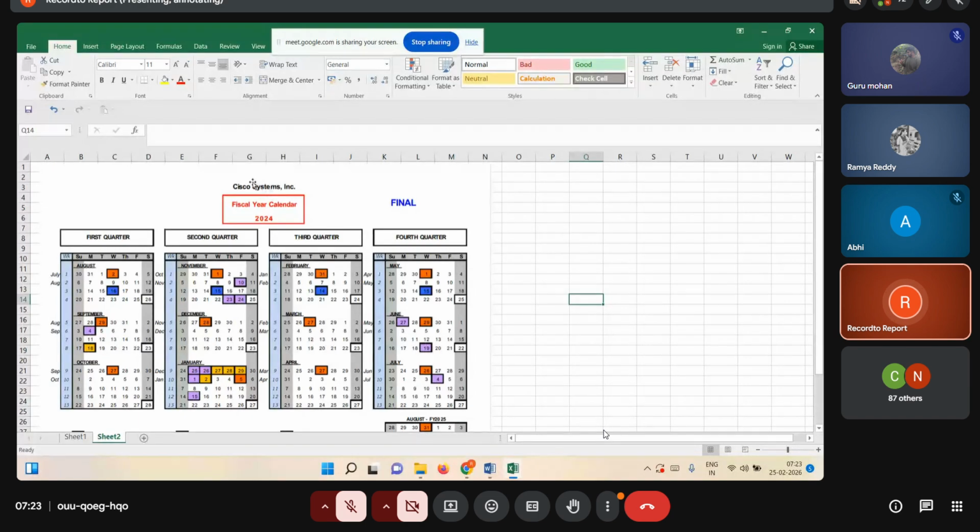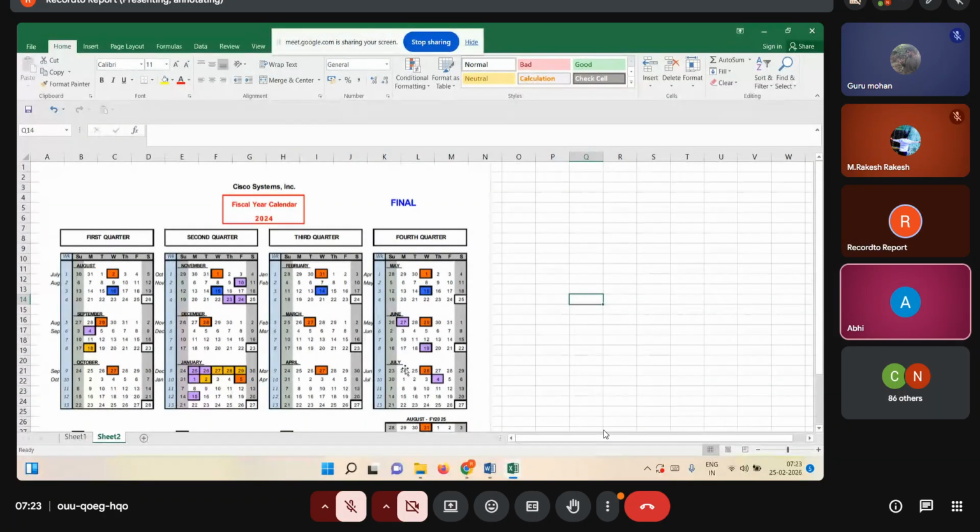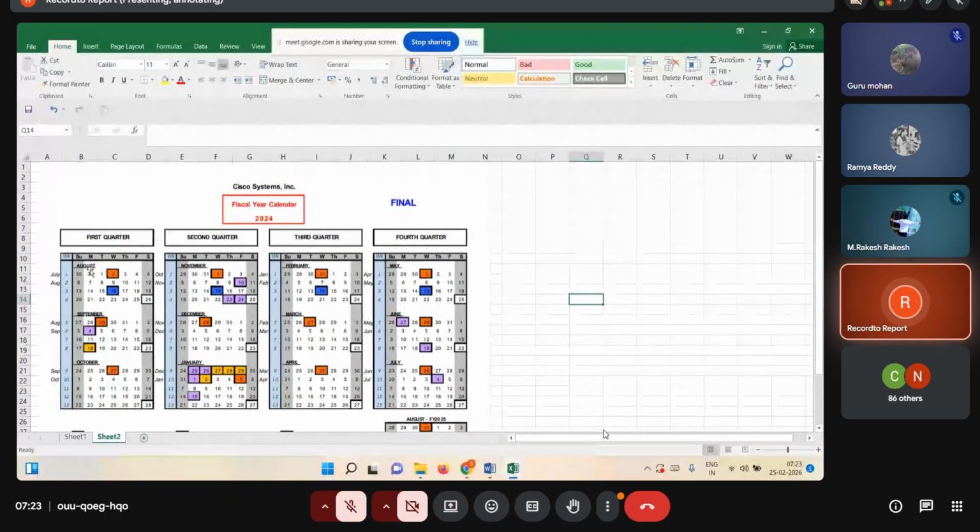So how does their calendar look like? See, this is the financial calendar 24. When is it starting, which month is it starting? It's a US based company. When is it getting started? August. July. Okay, so August to July.